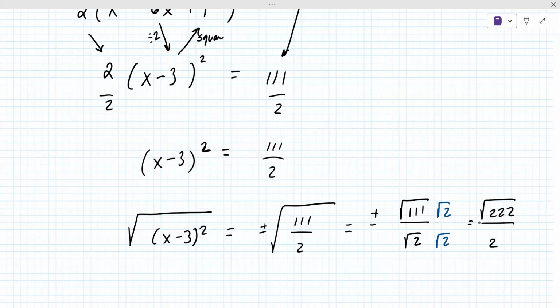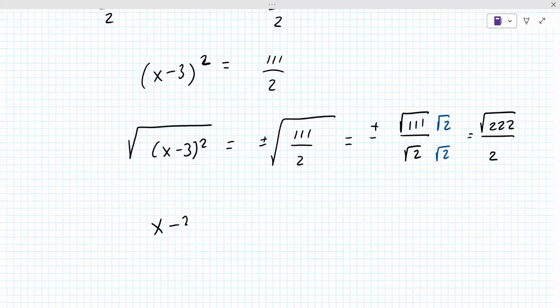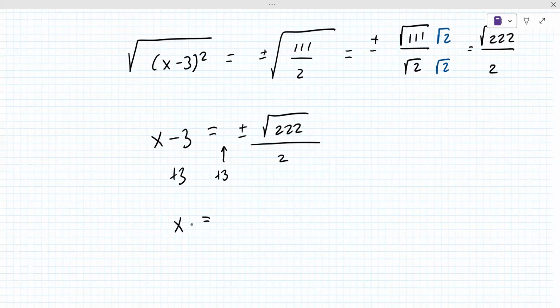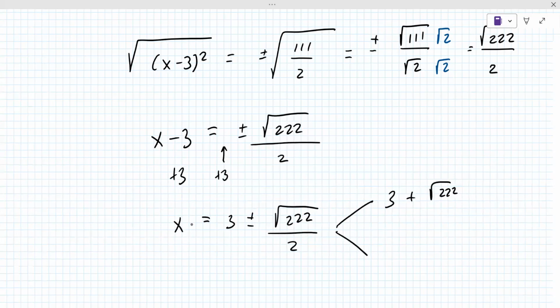All right. Now the rest of this problem here is not too bad. The left just becomes x minus 3, and the right is plus or minus square root of 222 all over 2. And then you add 3 to both sides. Like that. So there are 2 solutions. You got to do each of them. 3 plus the square root of 222 divided by 2, or maybe put 1/2 in front, and 3 minus 1/2 the square root of 222.